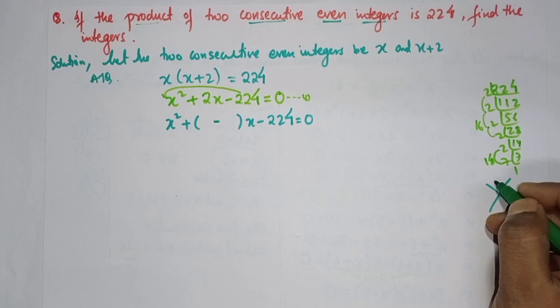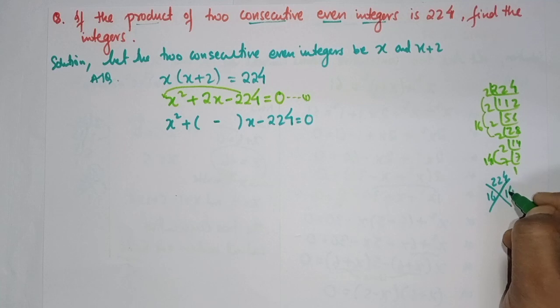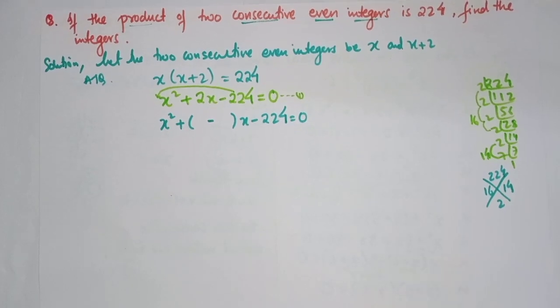What did you get? This side is your 224. So 16 and 14: 16 into 14 is 224, and 16 minus 14 is your 2. So I am getting it both ways. Okay, so now we'll put the values.